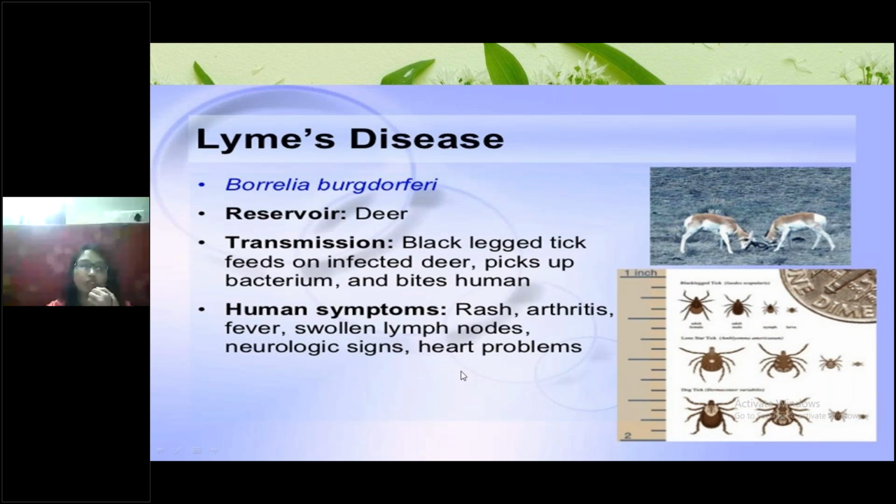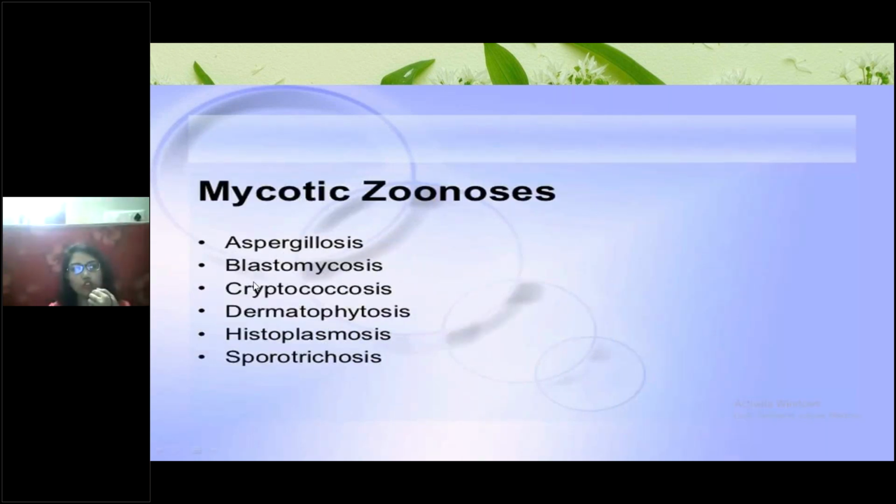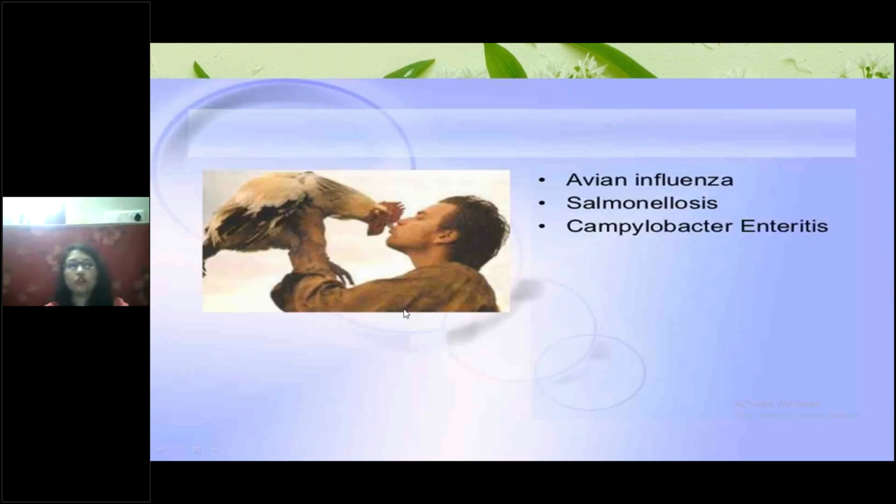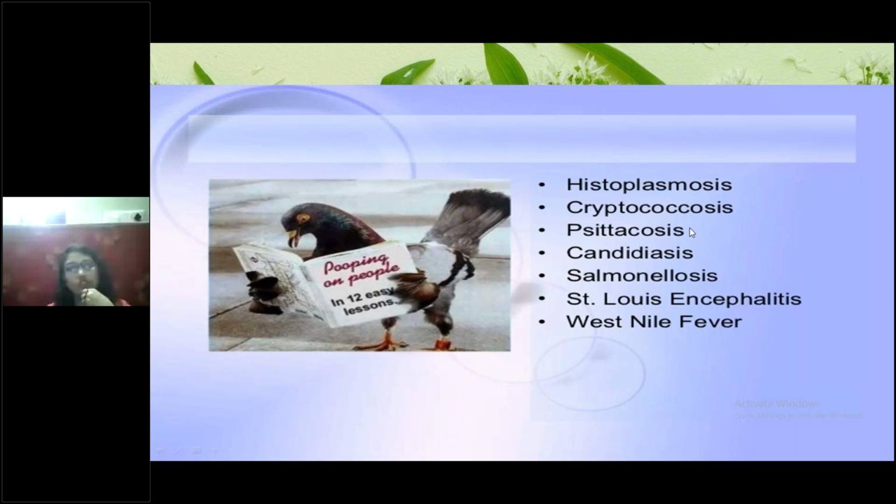So there can be different mycotic zoonoses also, like aspergillosis, blastomycosis, cryptococcosis, dermatophytosis, histoplasmosis, sporotrichosis. Many of them can be systemic diseases, and some of them, like dermatophytosis, are skin diseases. They can also be transmitted from animals. So you can remember, birds like poultry can be responsible for avian influenza, salmonellosis, campylobacter enteritis, and then pigeons can be responsible for histoplasmosis, cryptococcosis, psittacosis, candidiasis, salmonellosis, St. Louis encephalitis, and West Nile fever.